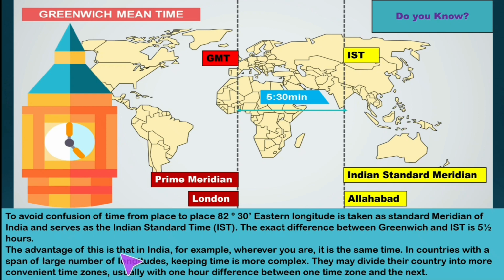The advantage of this is that in India, for example, wherever you are, it is the same time. For example, you are in Mumbai, the same time. If you are in Arunachal Pradesh, the same time will be there. In countries with a span of large number of longitudes, keeping time is more complex. They may divide their country into more convenient time zones, usually with 1 hour difference between one time zone and the next. But in India, there is only one time zone, that is the IST, Indian Standard Time.